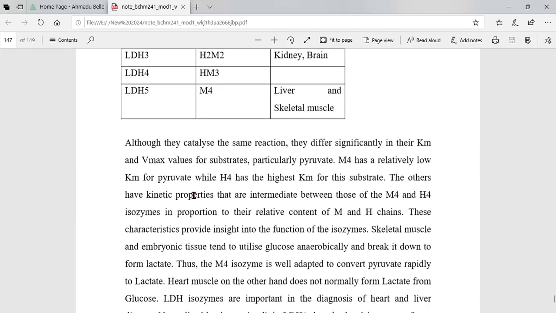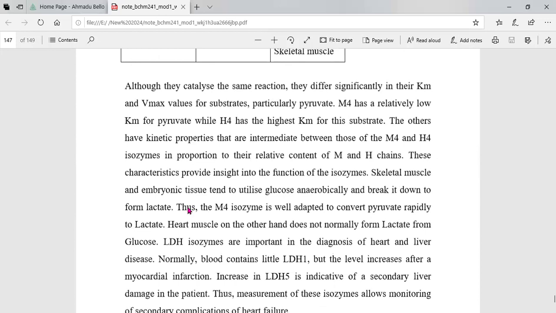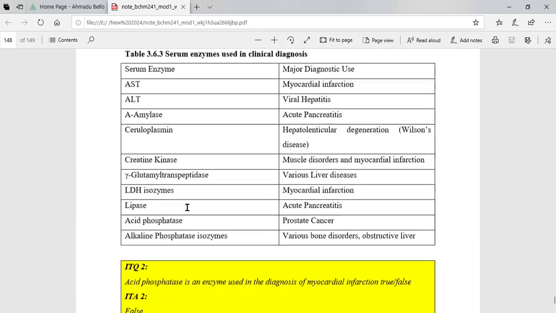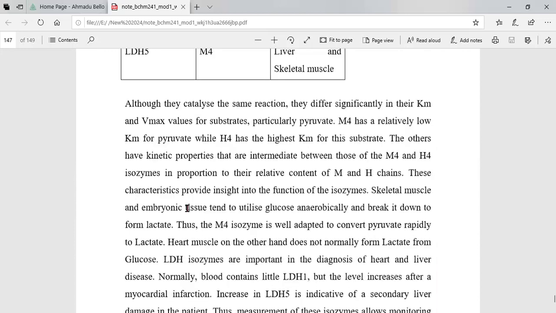Okay, this is an explanation. Although they catalyze the same reaction, they differ significantly in their Km and Vmax values for substrate, particularly pyruvate. So they catalyze the same reaction, but they differ in their substrate affinity. Km is a function of the substrate affinity, and Vmax tells how fast the reaction takes place, particularly for pyruvate, which is their substrate.